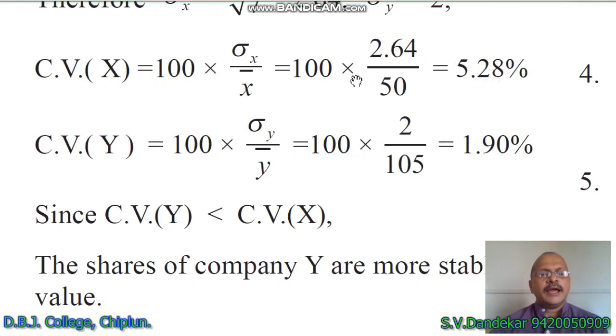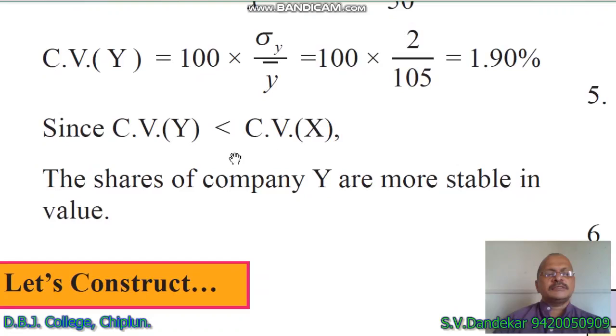5.28%, and CV of company Y is equal to sigma y upon y bar into 100. It is equal to 1.9%. CV of Y is less than CV of X, hence the share of company Y is more stable in value.